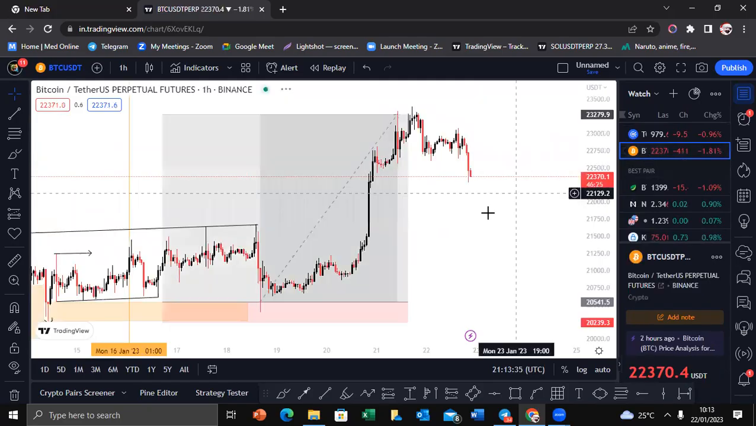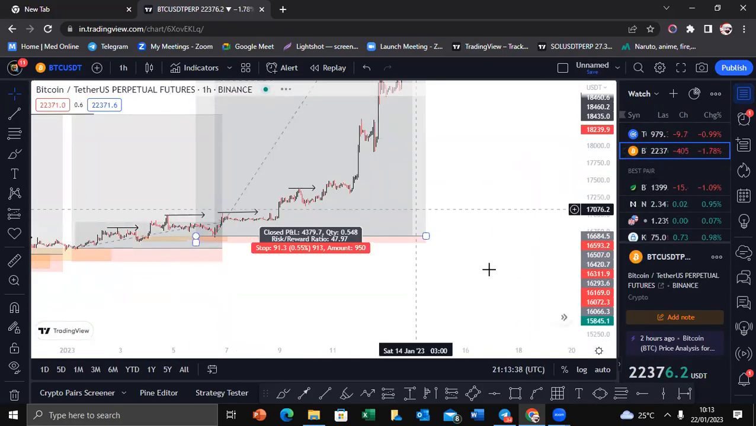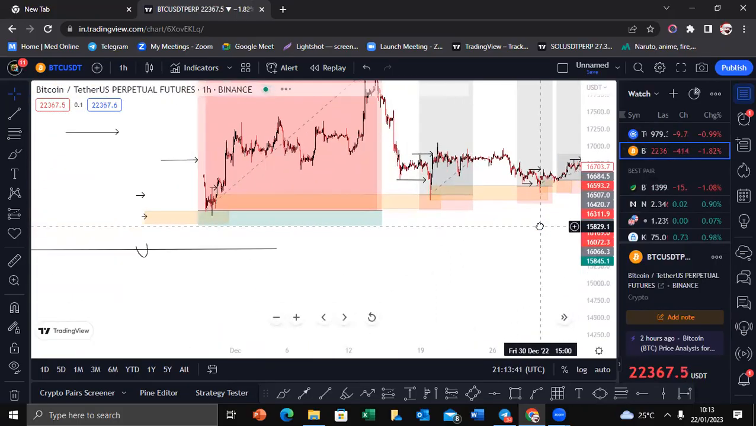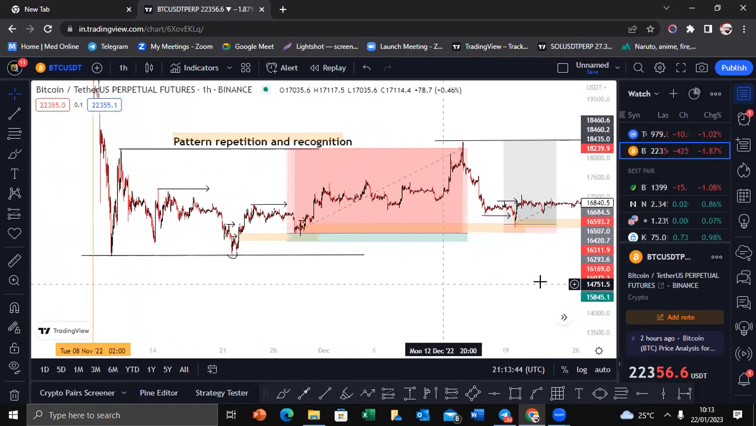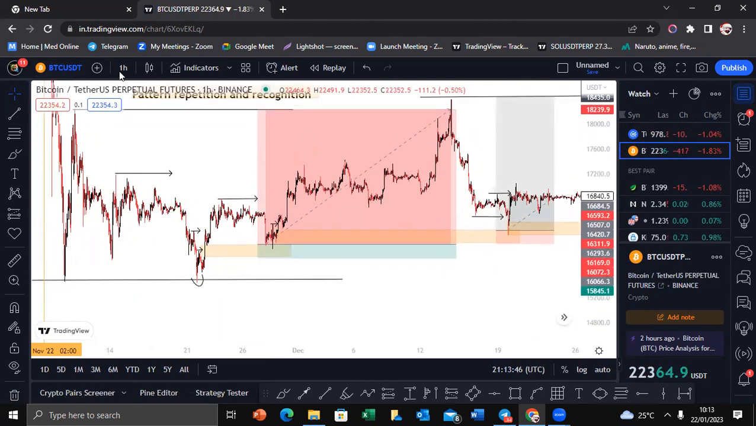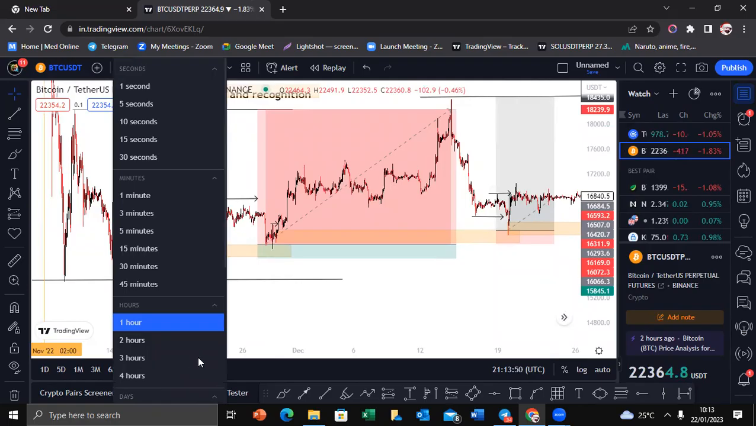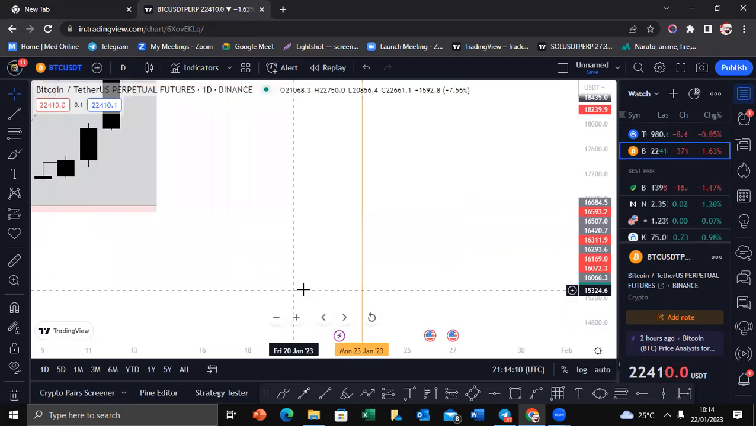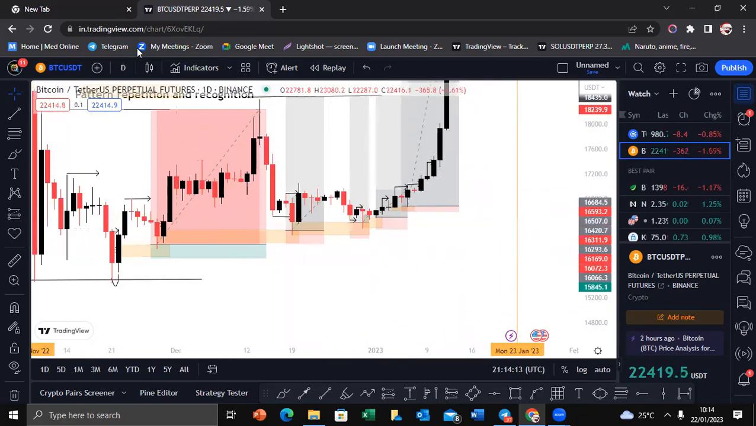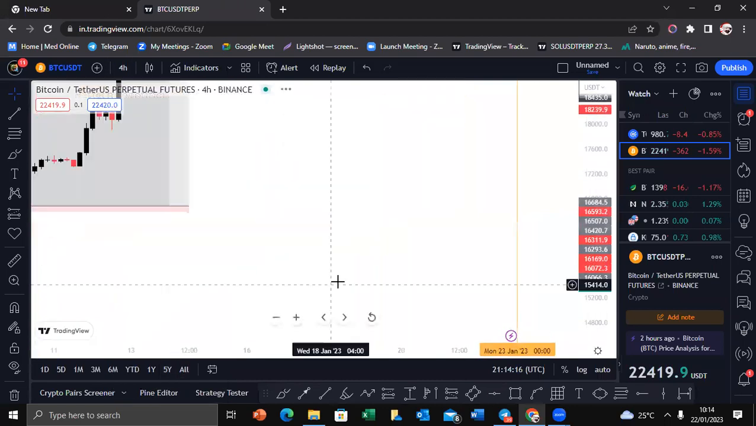If your eye can't grasp some price movements over a long period, you can look at what BTC did here. Let me use the 4 hour. My bad, 4 hour time frame.